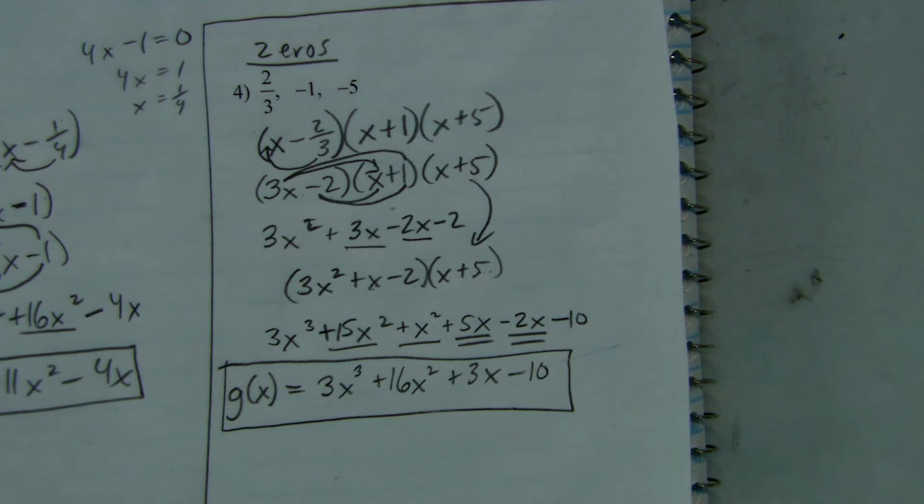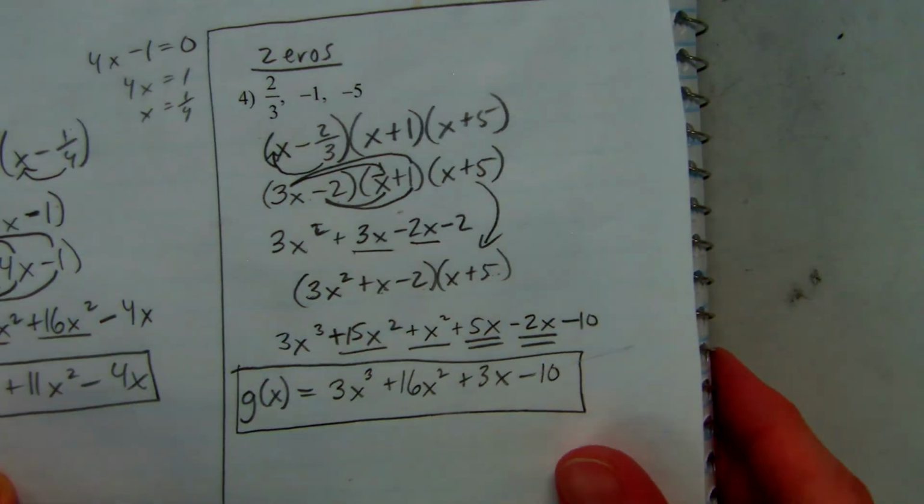We've done some with integers. We've done some with fractions. We know how to deal with those. On the next page, when we switch to radicals and complex numbers, it'll be a little bit more exciting. So let's do that.